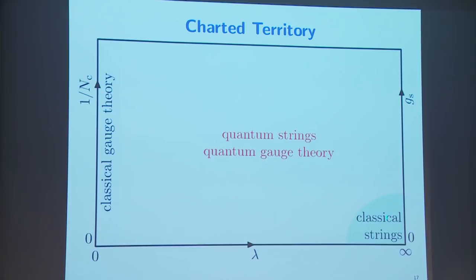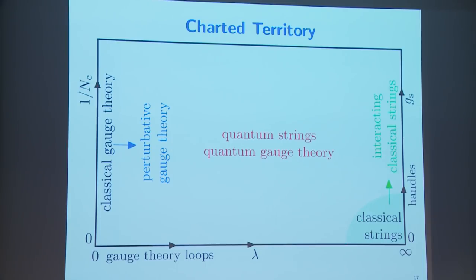For string theory, you sort of sit in this corner where lambda is large and also the string coupling is small, because you'd always have to do an expansion in the string coupling. When you want to go to the quantum gauge theory, you typically do this by Feynman diagrams and loops. And in that way, you go from this classical regime to the perturbative gauge theory, towards the quantum gauge theory. In string theory, you can do two different types of expansions.